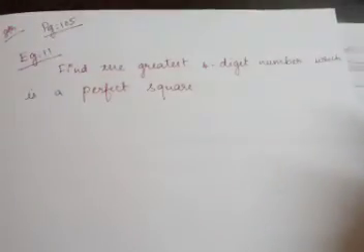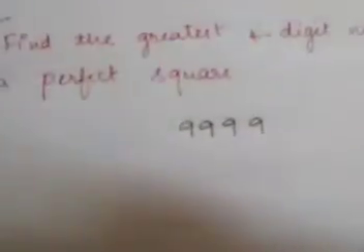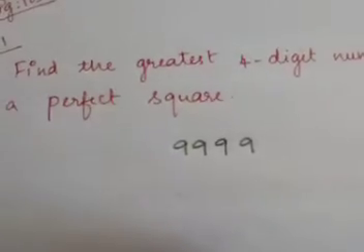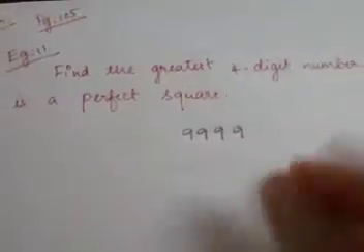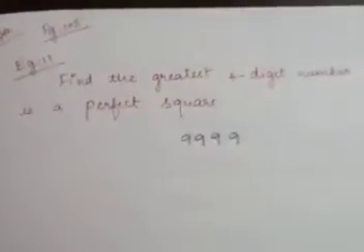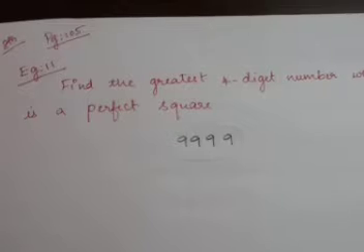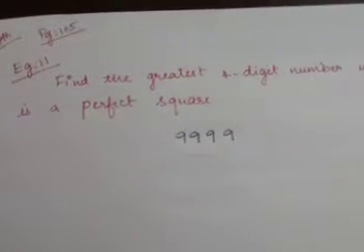What is the greatest 4-digit number you know? You know the greatest 4-digit number is 9999. Right. This is the number you know. But they are asking for the greatest 4-digit number which is a perfect square. Perfect square means what? If you multiply a number by itself, you get one answer. That should be a perfect square.